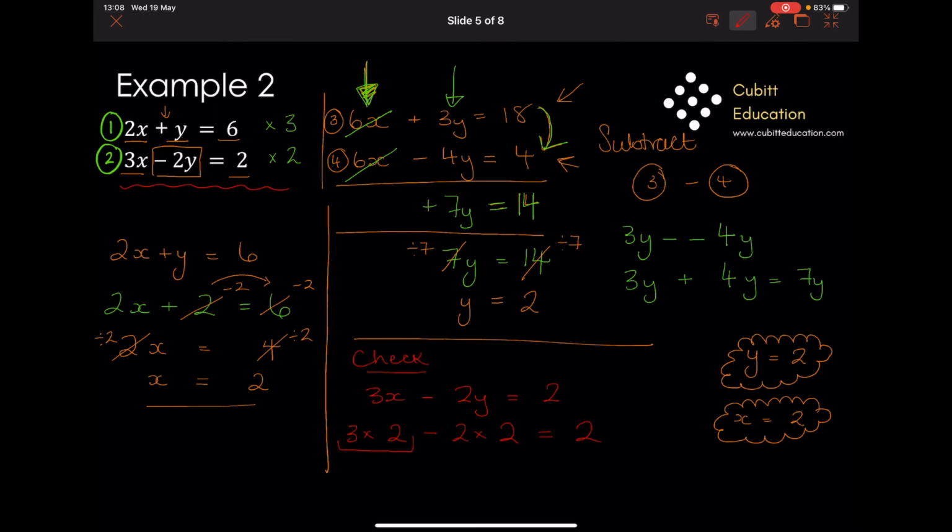3 times 2 is 6. Minus 2 times 2 is minus 4. And 6 take away 4 is actually 2. So we know we are correct on that one. We have now solved that simultaneous equation.